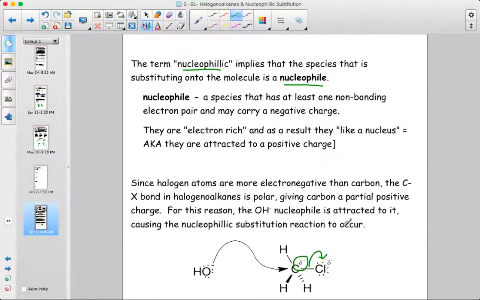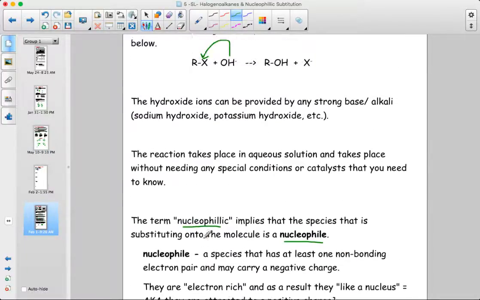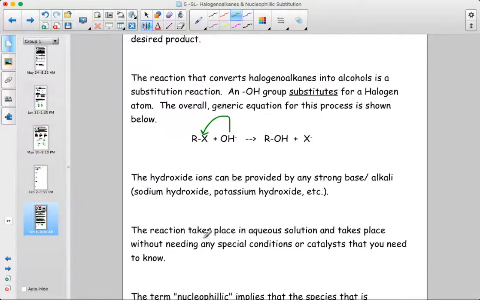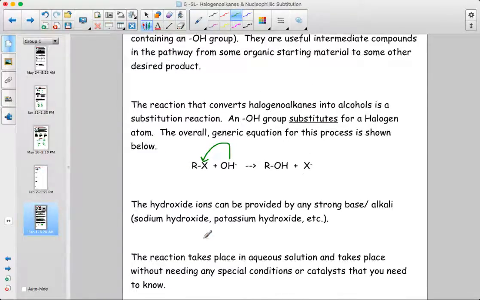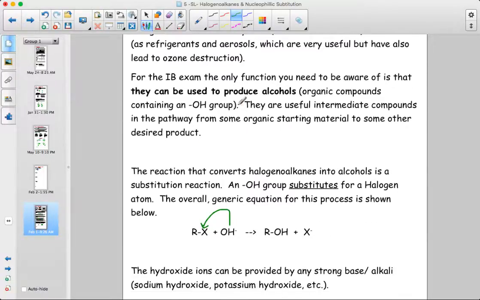And in SL, you actually don't need to know anything about the mechanism. So you should know what a nucleophile is. You should know what this reaction is called, a nucleophilic substitution. And you should essentially know that you can replace a halogen with an OH on any of the halogenoalkanes that we've discussed so far. That's the second organic reaction that you need to be aware of.